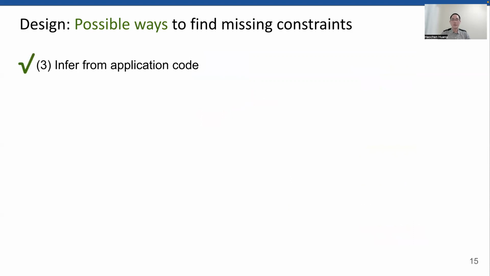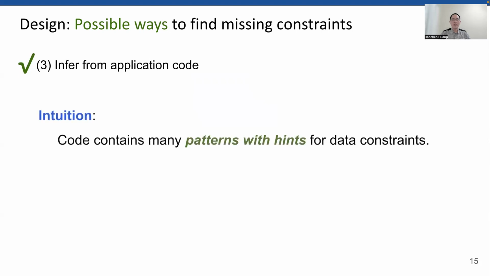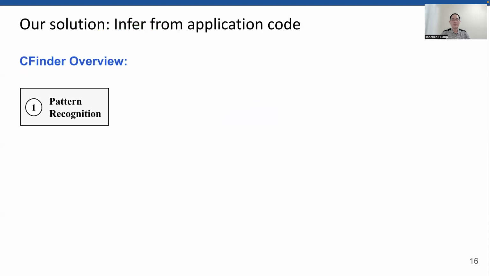The third approach is to infer constraints from the application code. After looking into several real-world web apps, we observed that code contains many patterns with hints for database constraints, because the developers have assumptions about data constraints in their mind when coding.